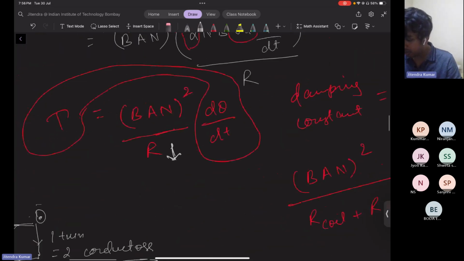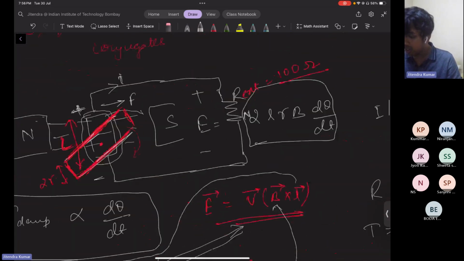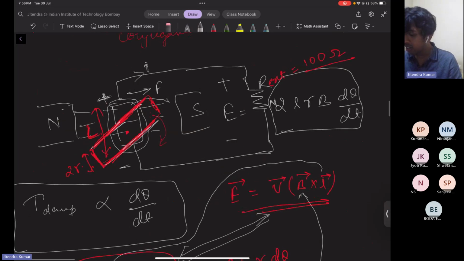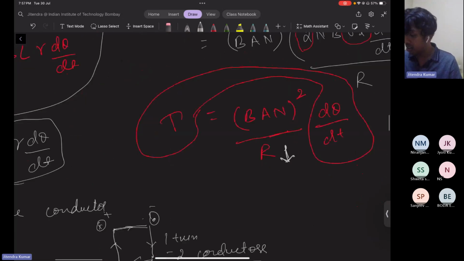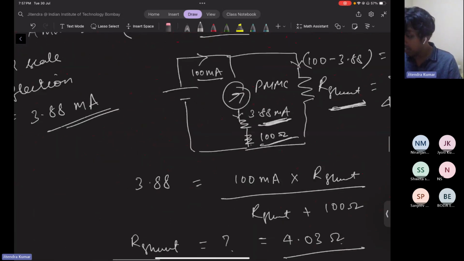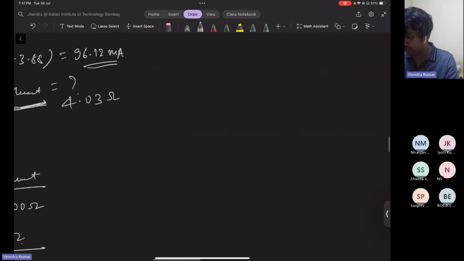This circuit was here. So this circuit is nothing but this coil placed in a magnetic field, and this coil is also connected with one external resistance, which is there especially for the purpose of eddy current damping. This phenomenon is known as eddy current damping, and here we provide this external resistance to manage the nature of damping.